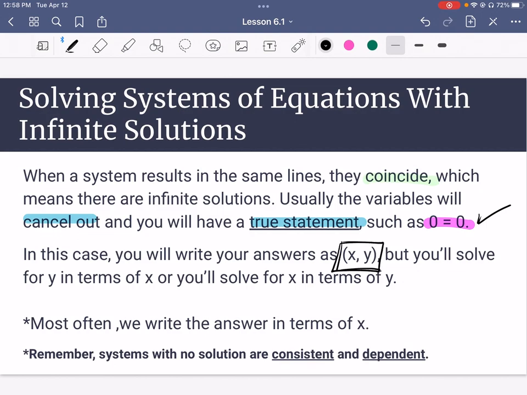There's never going to be a case when it doesn't. In essence, whatever you plug into the left side of the equation is always going to equal the right side of the equation. So every single coordinate point is going to satisfy the equation.